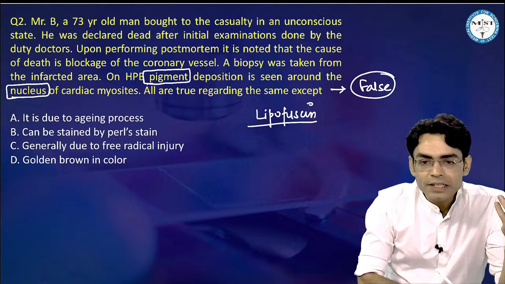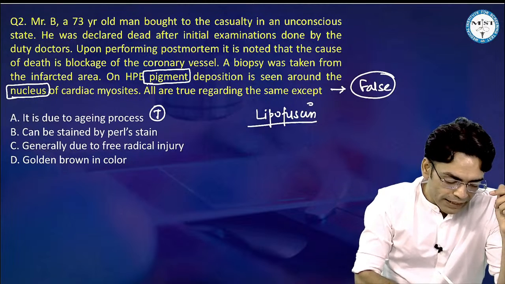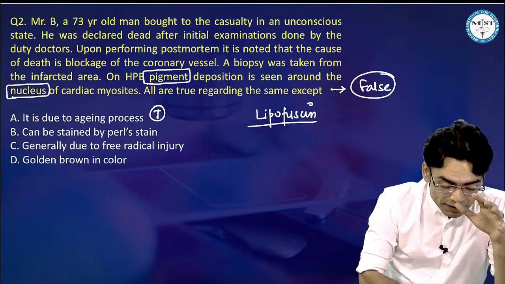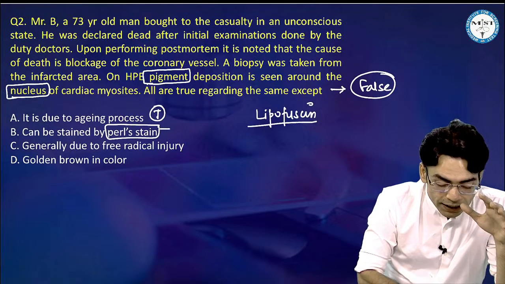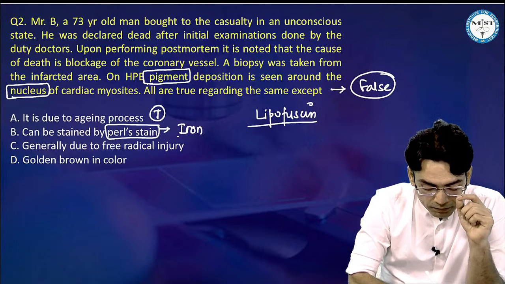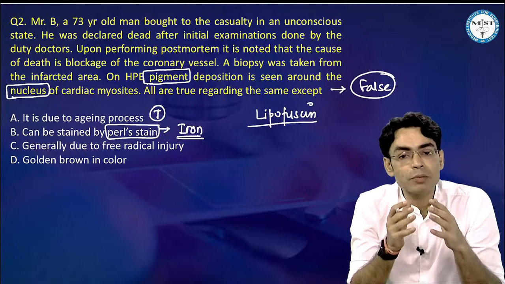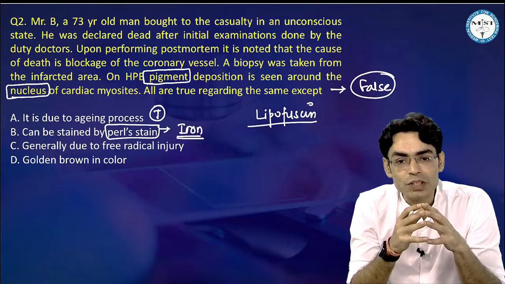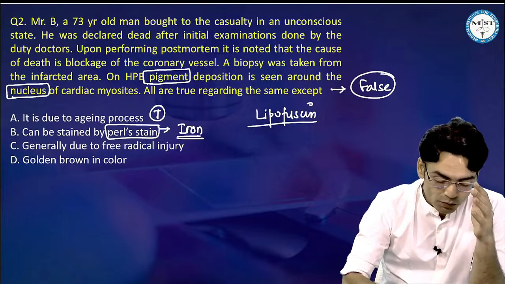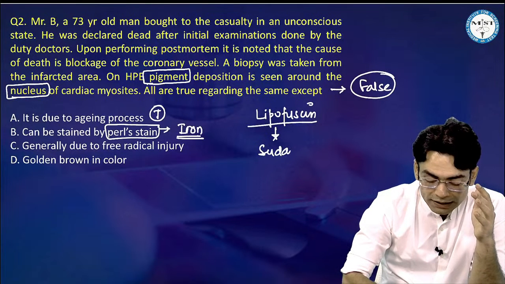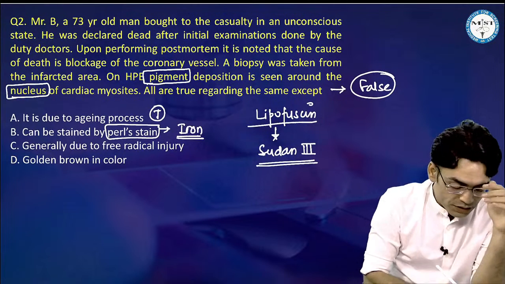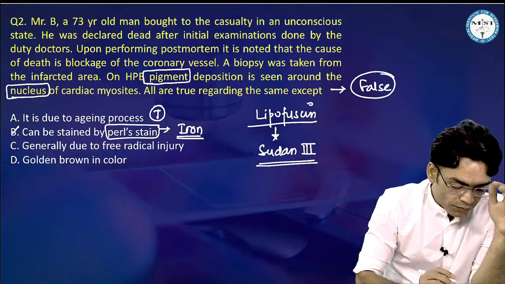It is due to the aging process. Yes, it is true. Can it be stained by Perls stain? No, it can't be. A Perls stain will always and always stain iron. It is not a stain for lipofuscin. What is the stain for lipofuscin? A very important stain I told you is Sudan III. For lipofuscin, you will have Sudan III, not Perls stain. So this is your false option.